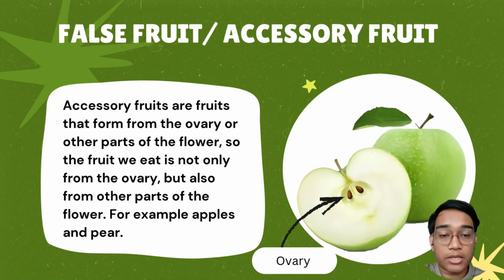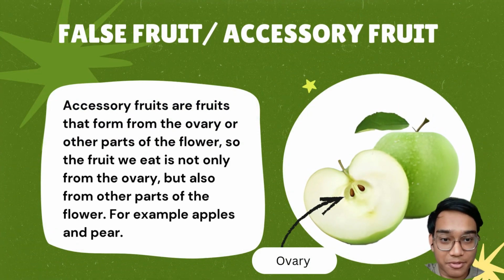Lastly, the type of fruit is accessory fruits. Accessory fruits are fruits that form from the ovary and other parts of the flower. So the fruit we eat is not only from the ovary but also from other parts of the flower. For example, apples and pears. As we can see in the picture, the center part of the apple is the ovary, but the outside of the apple that we eat is from other parts of the flower.